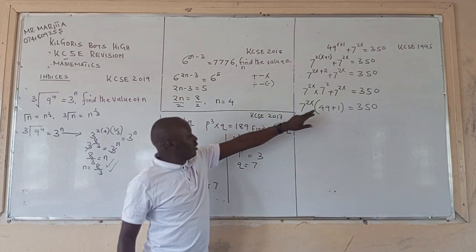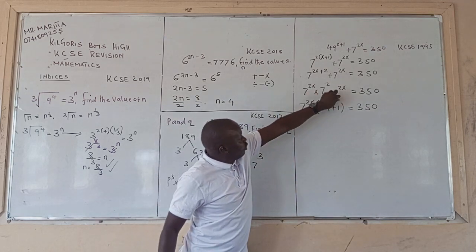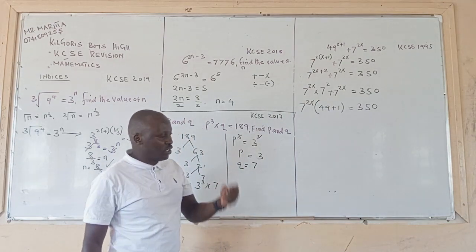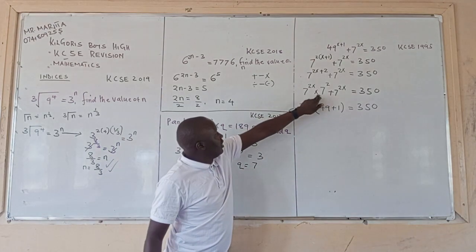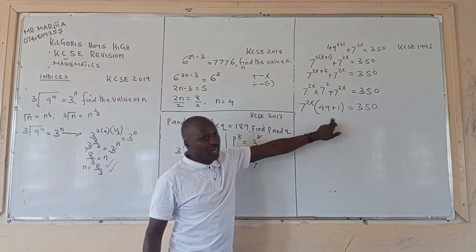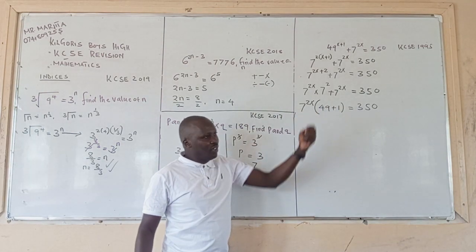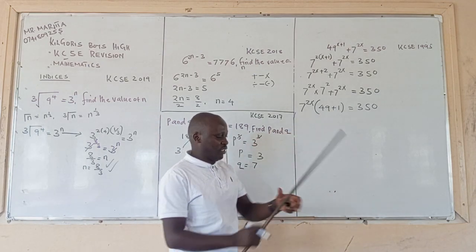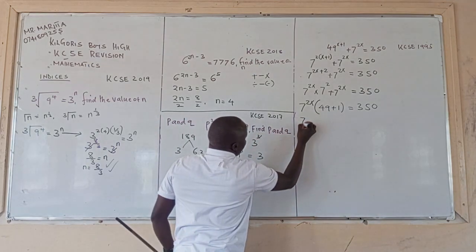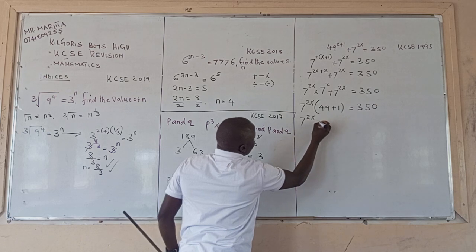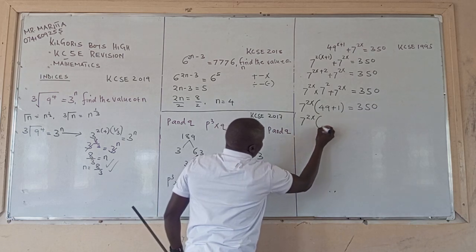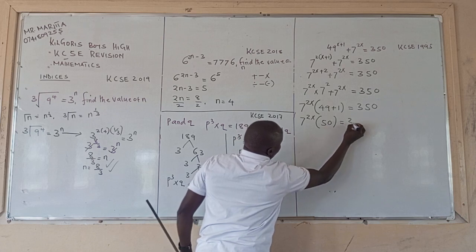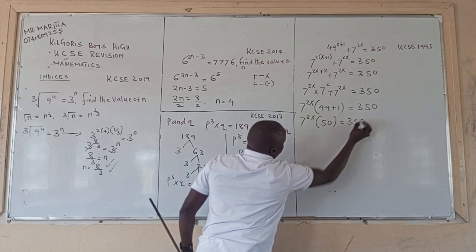So I have done it here because we have 7 raised to 2x in both terms. We factor it out because it is common. Then we have 7 squared, which is giving us 49. So what we have inside the bracket is 49 plus 1, which is giving us 50. So you have 7 raised to 2x times 50, which is equivalent to 350.